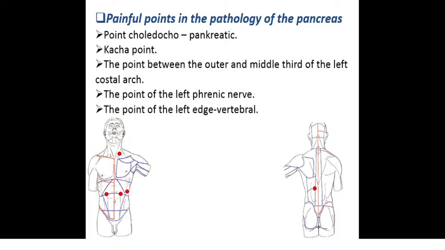But these points may be connected with other pathology. If the patient has chronic cholecystitis, this patient may also have pain in the choledochopancreatic point, Kacha point. If the patient has pathology of the intestine, also if I press in this point, the patient may have pain. And so if we do physical examination, it is very difficult to determine that it is pathology of the pancreas.